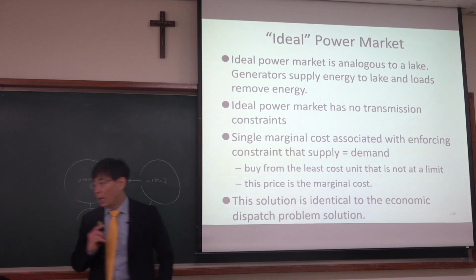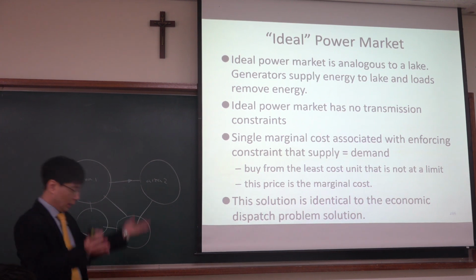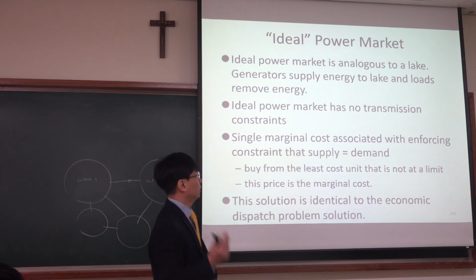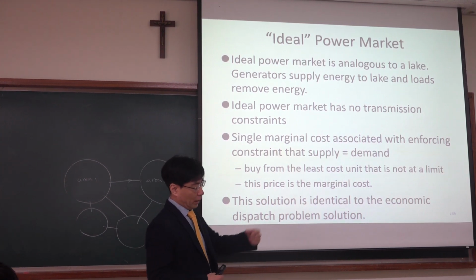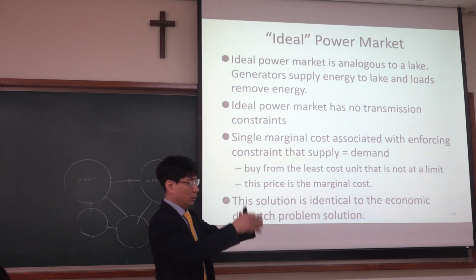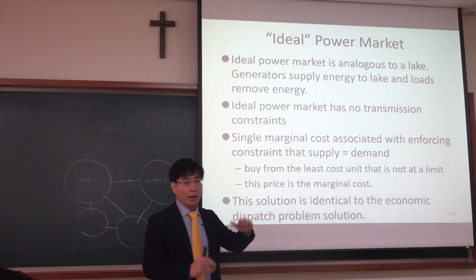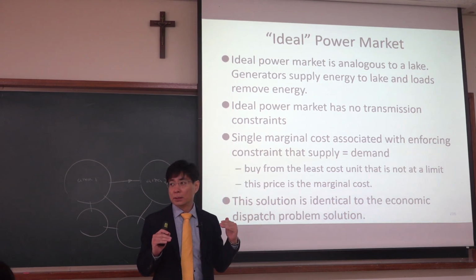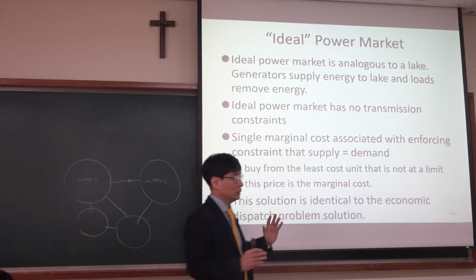Anyway, the ideal power market. The ideal power market is analogous to a lake. That means this lake is an energy lake. The water is energy actually. So generators supply energy into the lake, and the demand just pulls water out of the lake. They are all connected into one single lake. In that ideal case, we do not have transmission limits. So that is the same as economic dispatch: to satisfy demand, how much we need to generate.